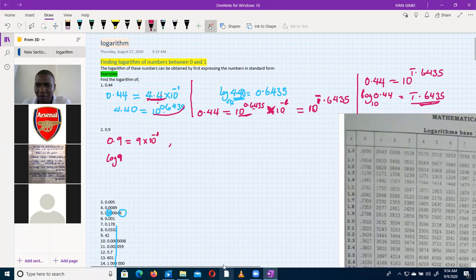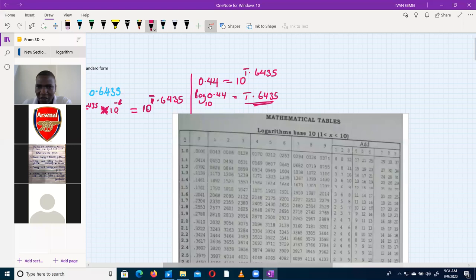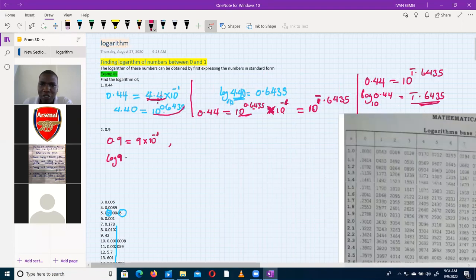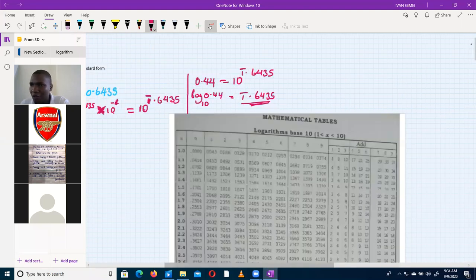So I come to my table. What is the logarithm of 9? I look in this column. Remember, I said this one gives you the first 2 digits, then the 3rd digit, then the 4th digit is where we say add. Now this 9 is the same as 9.000. My first 2 digits are 9.0. I come to the first column and look for 9.0. We learned this the other time, how to find logarithm of those numbers. So what is the logarithm of 9.0?